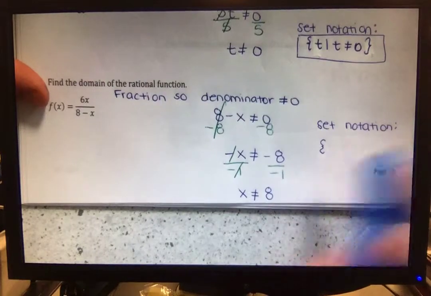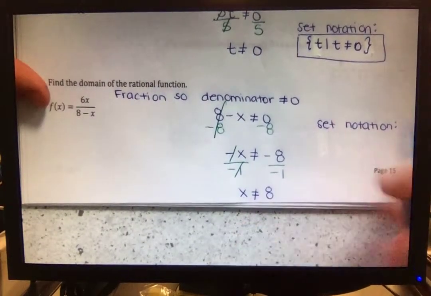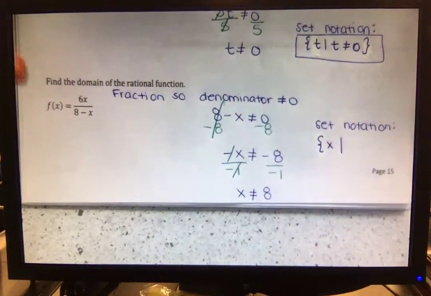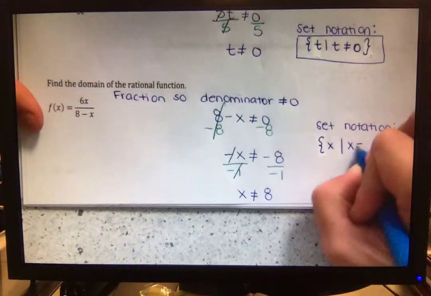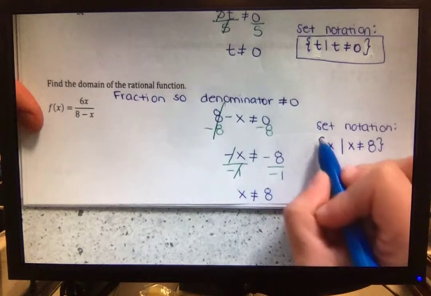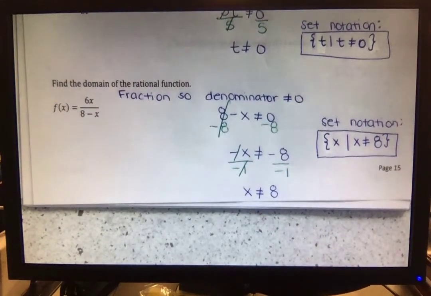Oh, now I'm conscious. I'm worried about my brackets now. This guy made fun of me. Set of x such that x cannot equal 8. Meh. Not as bad as the cloudy looking one.